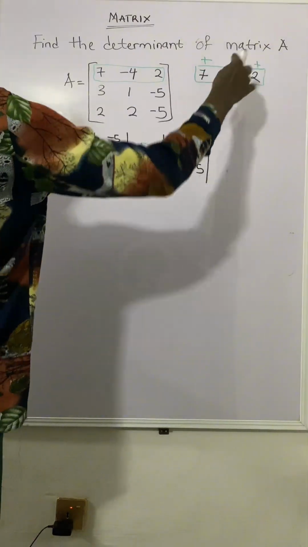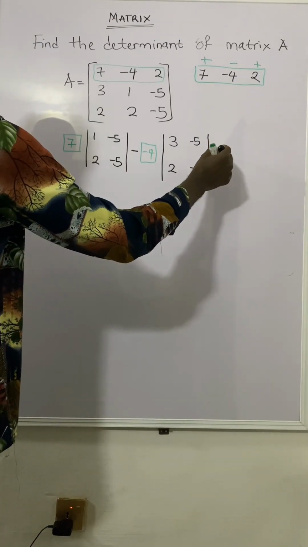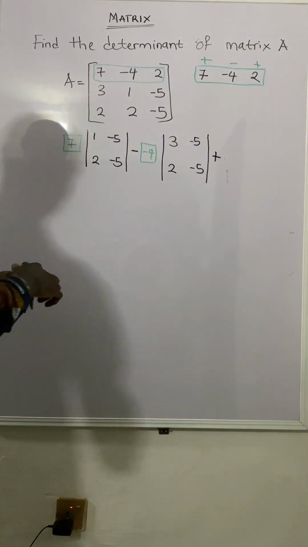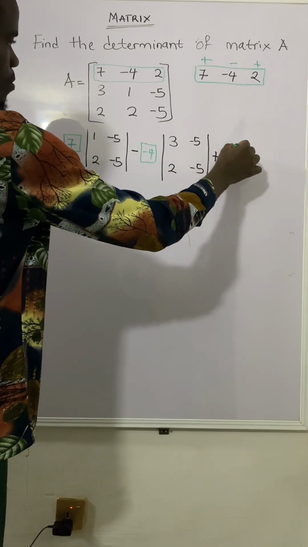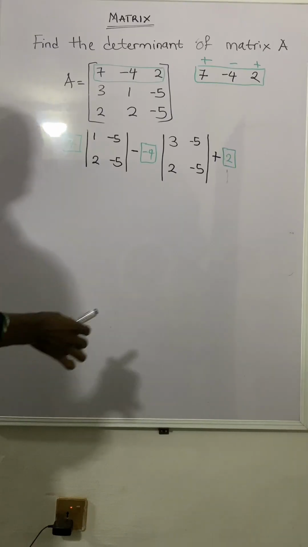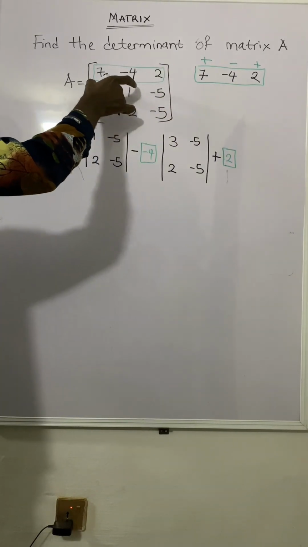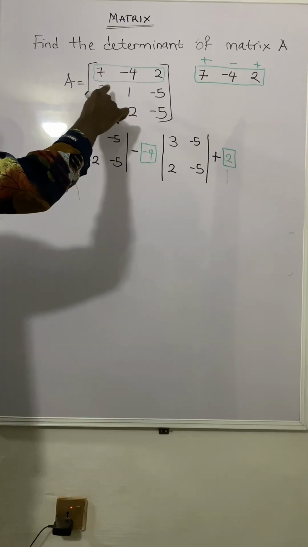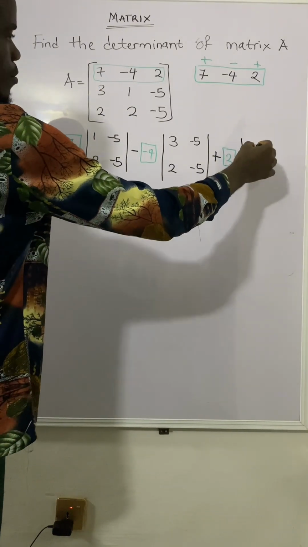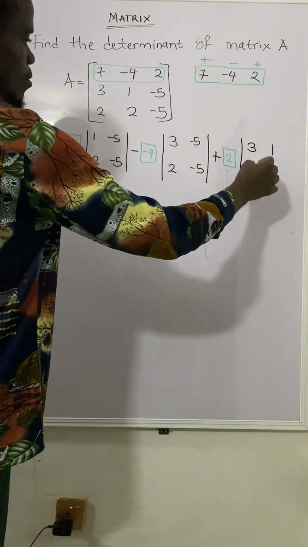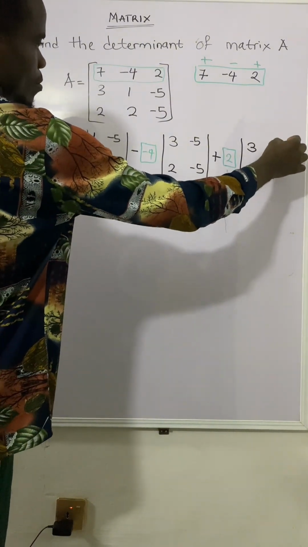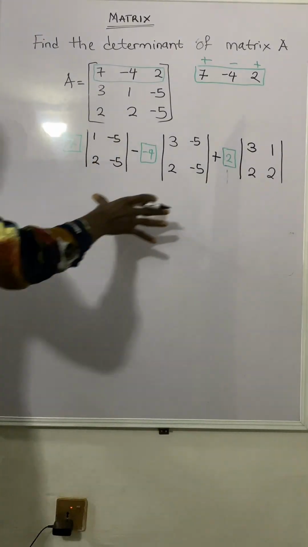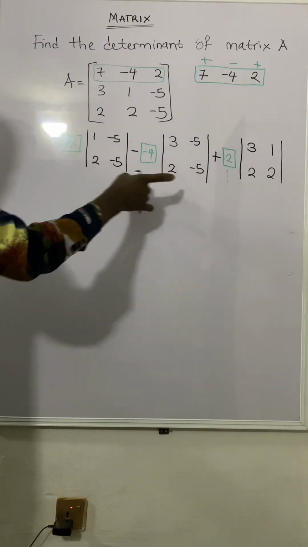Then what's the next sign? The next sign is plus. The next sign being plus, and the element under it is 2. Now you leave the element under the 2. You form your 2 by 2 matrix under the remaining elements. That is, you have your 3, 1, 2, 2. So I want to establish something like this. Then we go ahead and solve each.